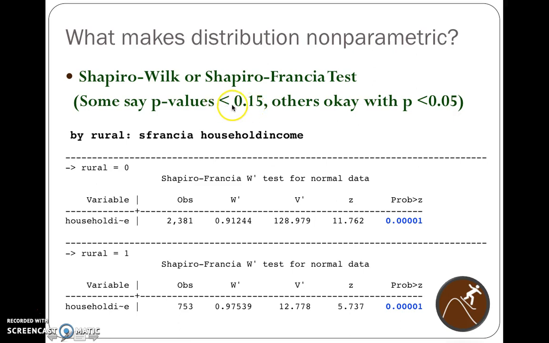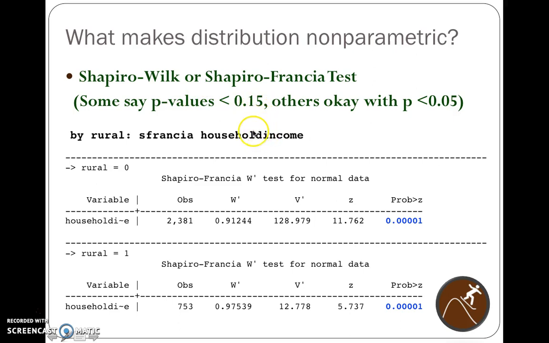So when you'd have p-values below 0.15, they would say that the data appear to be not normal. Others are okay with using a more traditional p-value of 0.05. So for simplicity's sake, for this course, we can use p less than 0.05 because that's what we did earlier. Although personally, in my professional work, I tend to use p-values less than 0.15.